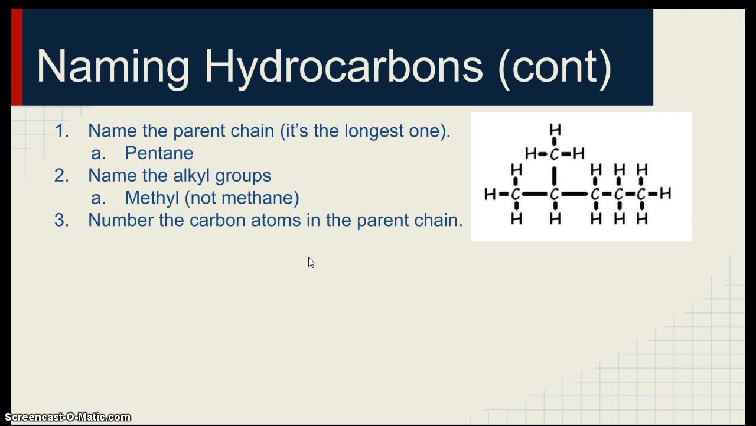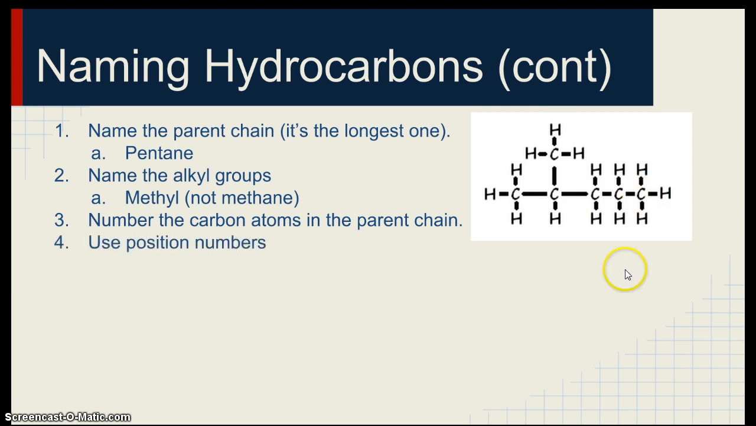Okay, then we'll number the carbon atoms on the parent chain. 1, 2, 3, 4, 5. You could say, well, why don't we do 1, 2, 3, 4, 5? You're always going to start from the side that's going to have this alkyl group first, whatever number will make this on a lower number carbon. So 1, 2, 3, 4, 5.